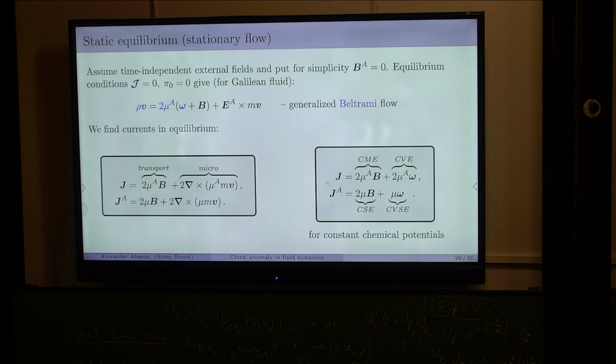The axial current can also be written as this one, and this is less used, but there is also a name for the chiral separation effect, when you apply a magnetic field and you have an axial current, and the chiral vortical separation effect. So all these four terms were already seen in literature, but what we have is the full fluid dynamic equations. These are only relations in stationary states.